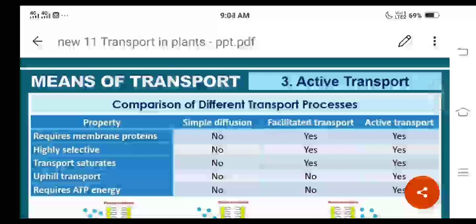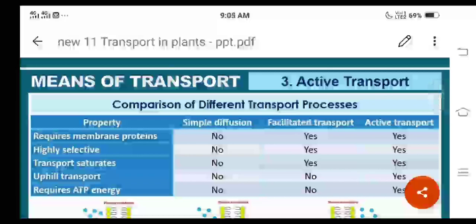Now, requires ATP energy. Does simple diffusion require ATP energy? No, it is not required here. In facilitated diffusion, it also doesn't require any ATP energy, so we mention no. In case of active transport, we mention yes here. It means the active transport process requires ATP energy.